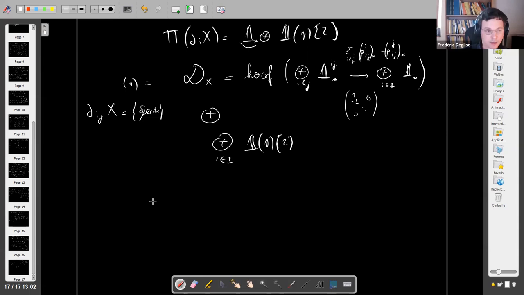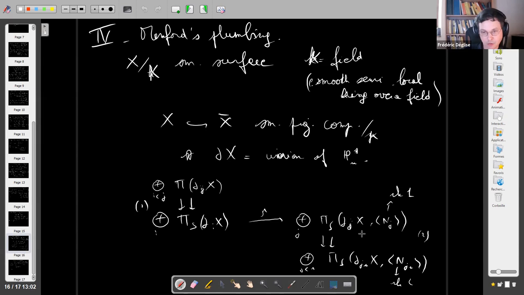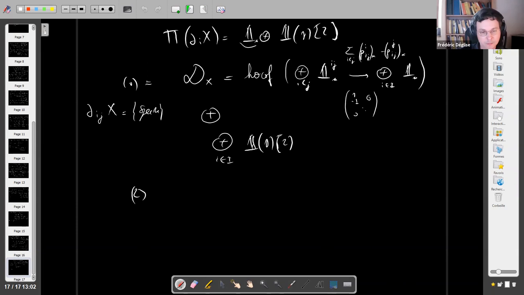Okay, and now if you want to compute the second one, as I said, it's dual of this partial X. But here there is something subtle, because there is this normal bundle for twisting things. So for the second one, the computation is more tricky, because there's a lemma.